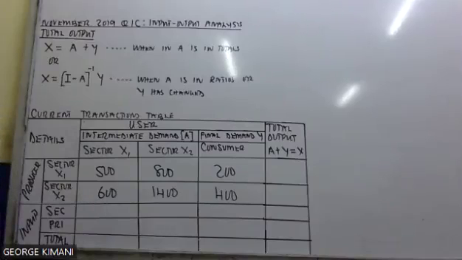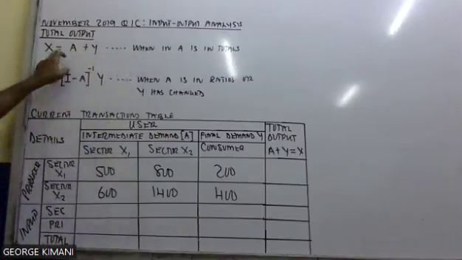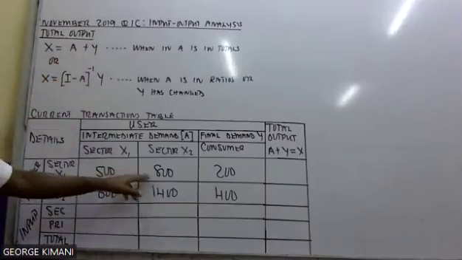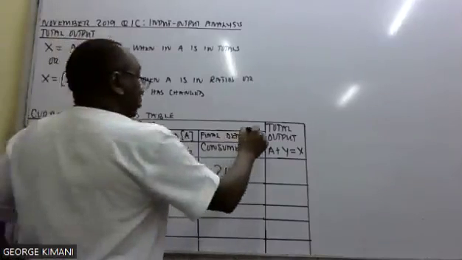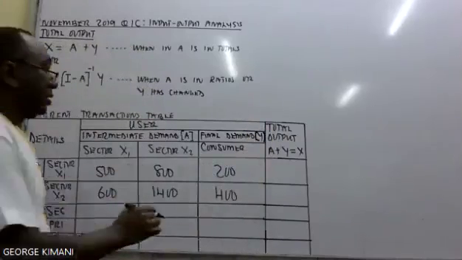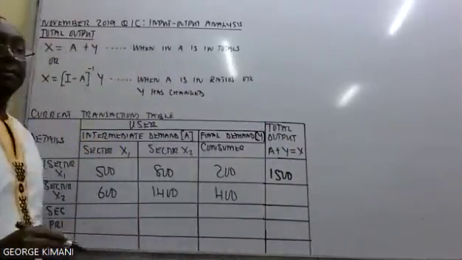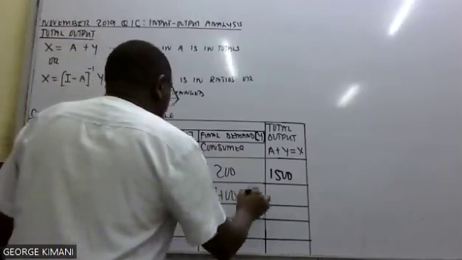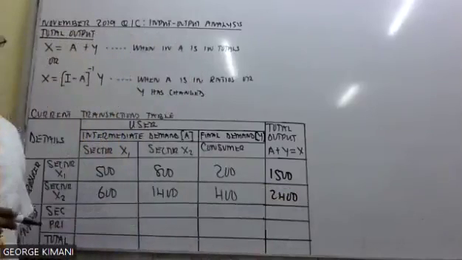So for this one, because we are given in totals, we can use this formula, X equals A plus Y. So remember these two make our A, and this is our Y. I think I should have put it in brackets. That is our Y. So when you add, this will be 1,500, and then this one will be 2,400 when you add.